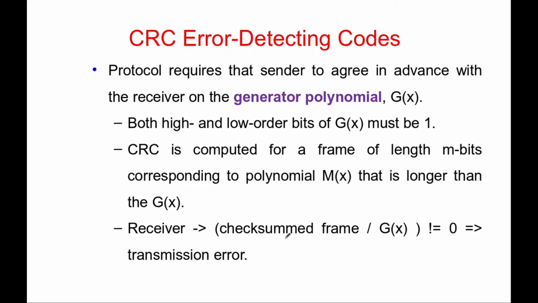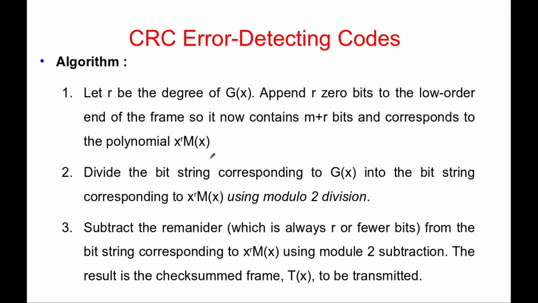And that's why whenever the receiver receives that transmitted frame, when it also divides that checksum frame with G(x), obviously the remainder should be 0. If it is other than 0, that means there has been some transmission error. So the algorithm is something like this, which will clarify it in more detail.